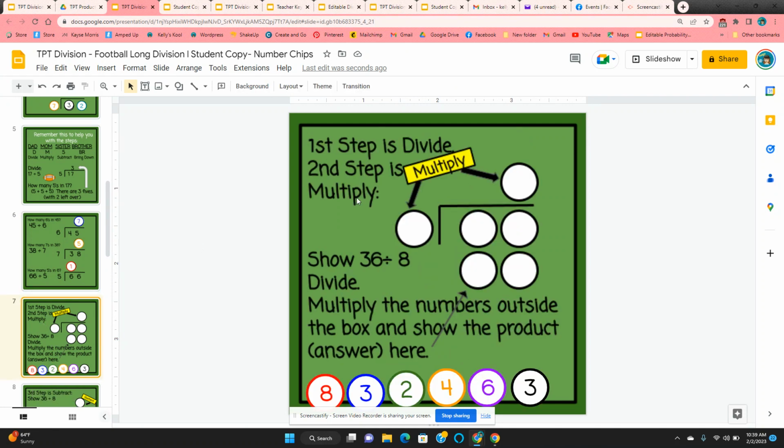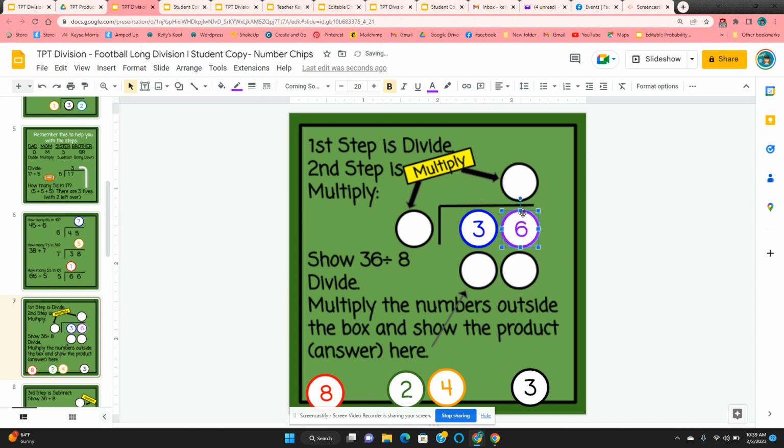Now the first step is to divide, which they did on the previous slide. And the second step is to multiply. So you're going to multiply the numbers outside the box. So we're going to show 36 divided by 8. Well, they already know where to put the numbers, the dividend and the divisor. And then 8 goes into 36 4 times.